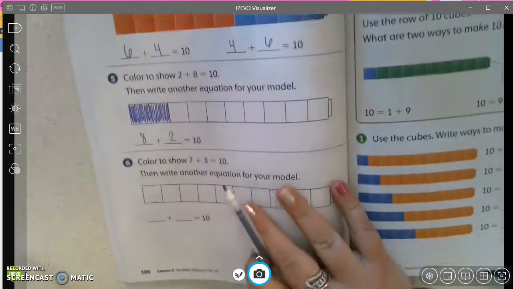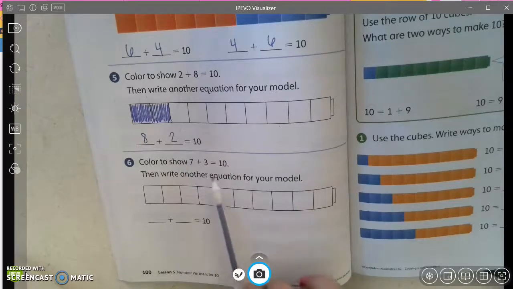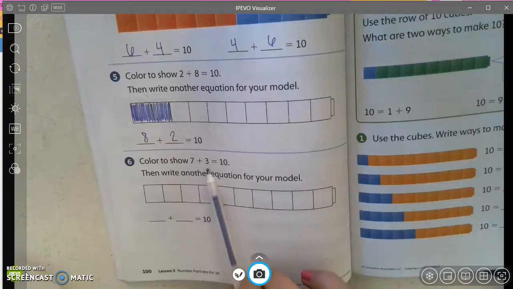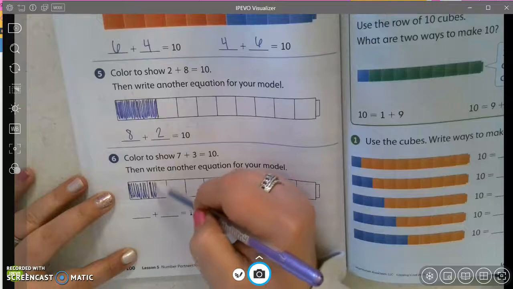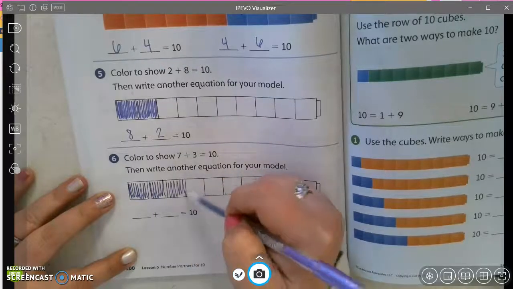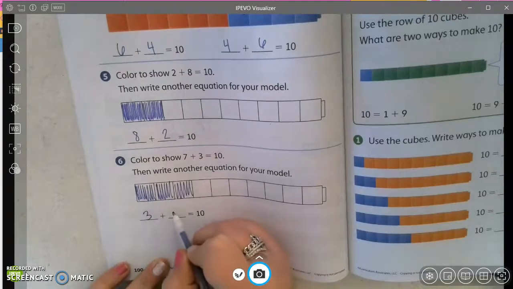Okay. Go ahead and try this last one by yourself. Color to show 7 plus 3 equals 10, and then write another equation for your model. I want to color 7 squares, so I'm going to color 3 squares. Here's 1, 2, 3, and then what's my other equation? 3 plus 7. Great job.